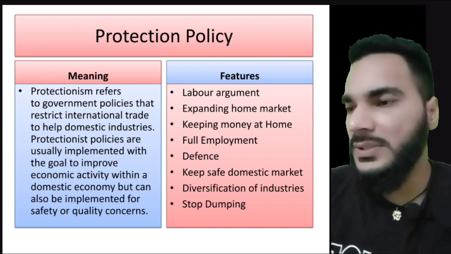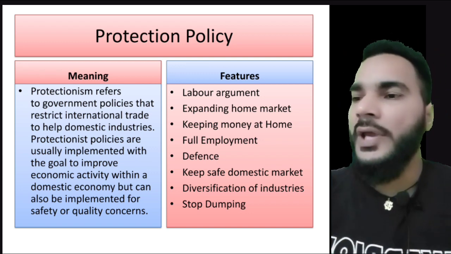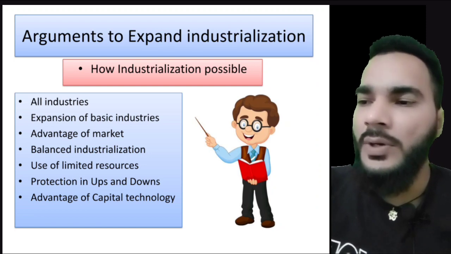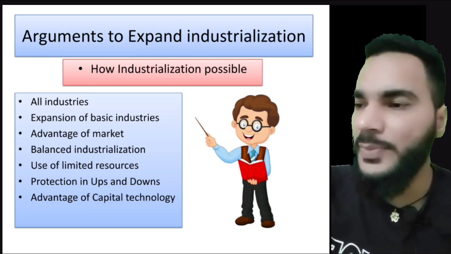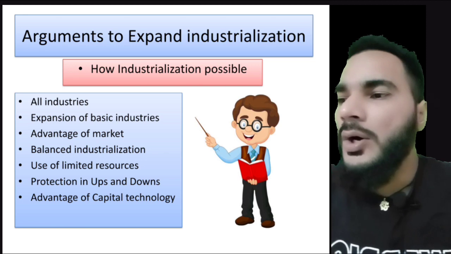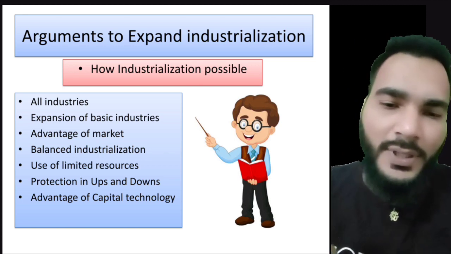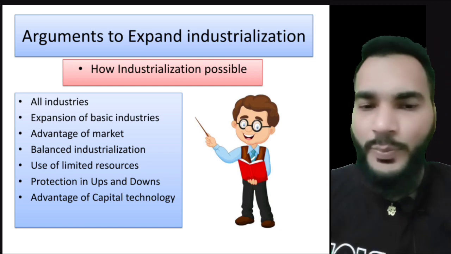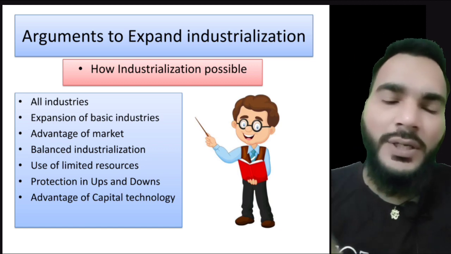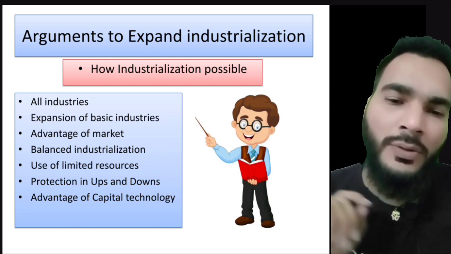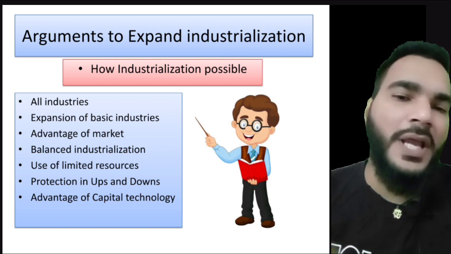Then we have next slide for arguments to expand industrialization. So now how would the industrialization expand? The first one is all industries. So protection trade policy में each and every इंडस्ट्री would grow, चाहे वो प्राइमरी सेक्टर की हो, चाहे वो सेकेंडरी की हो, चाहे वो सर्विस सेक्टर ही क्यों ना हो, हर एक इंडस्ट्री, हर एक सेक्टर क्या करेगा, ग्रो करेगा.